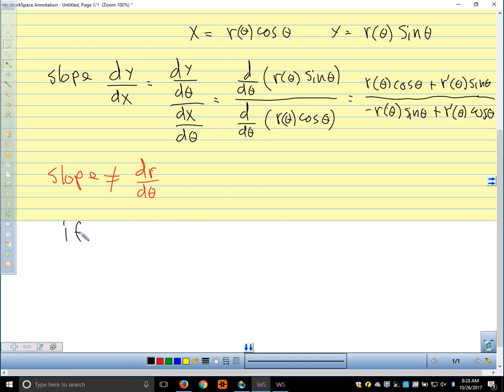So what we're interested in is vertical and horizontal tangents. If dy d theta equals 0 and dx d theta is not equal to 0, so we're not moving up or down anymore as theta changes, but we are moving side to side, we get a horizontal tangent.